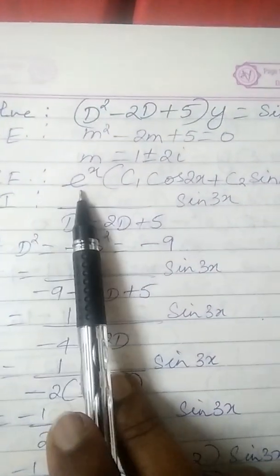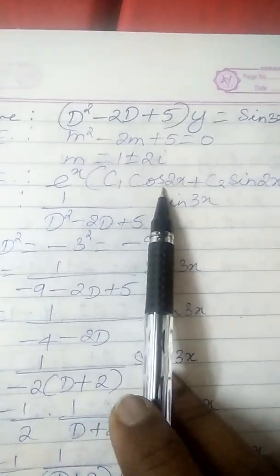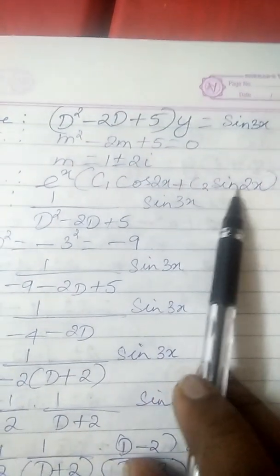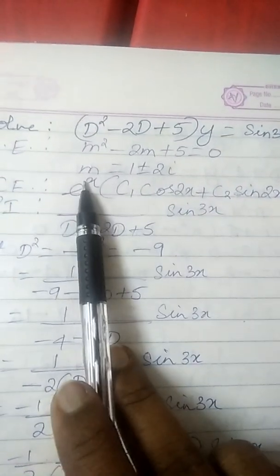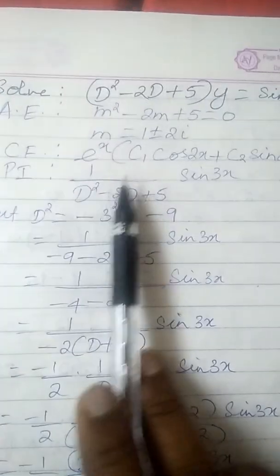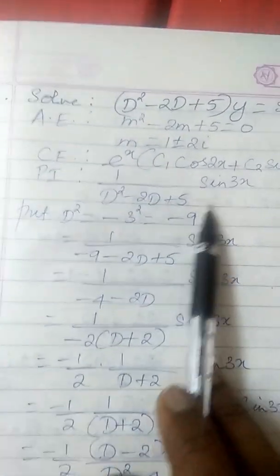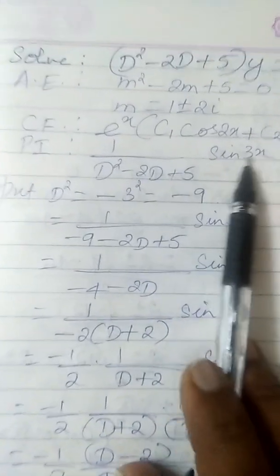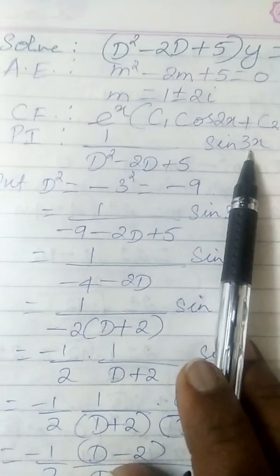Therefore, CF is e power alpha x into c1 cos beta x plus c2 sin beta x, where alpha is 1 and beta is 2. Thereby we will get the CF. To proceed to find PI, PI is 1 by D square minus 2D plus 5 into sin 3x. Sin 3x means to find PI we should use case 2.